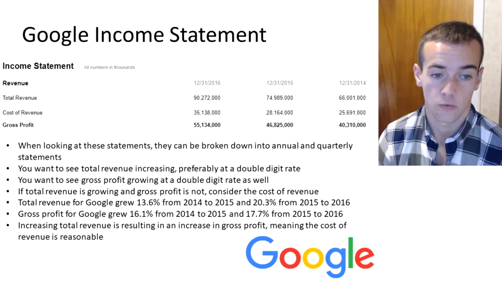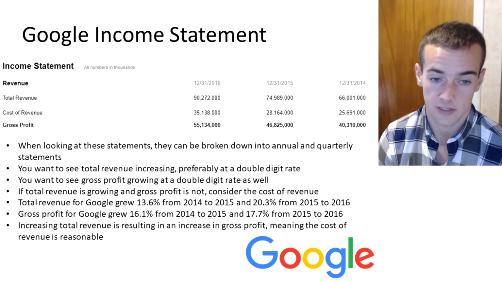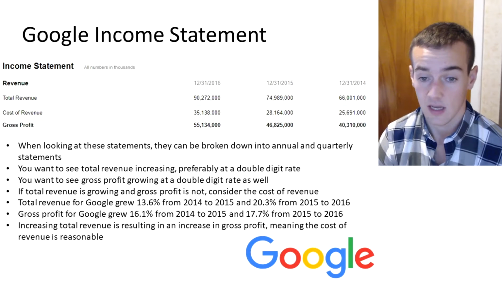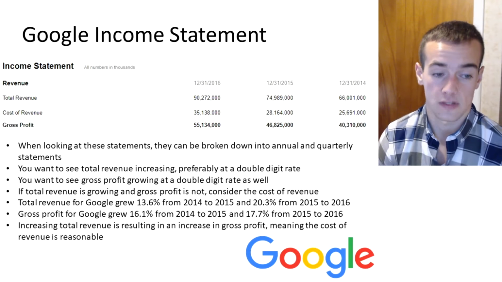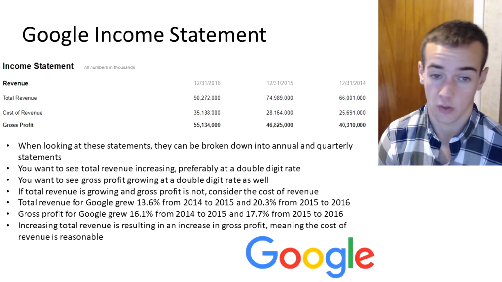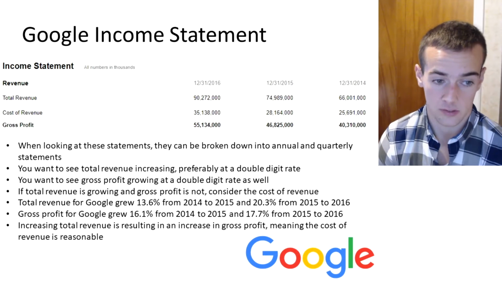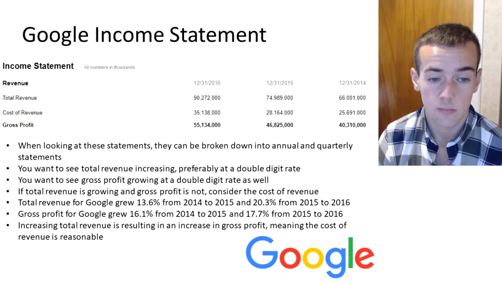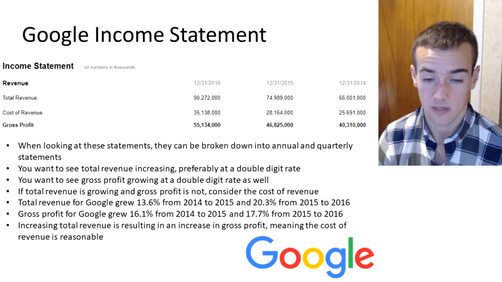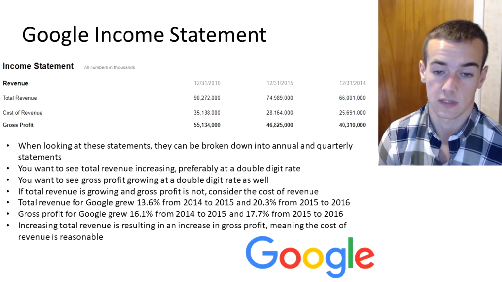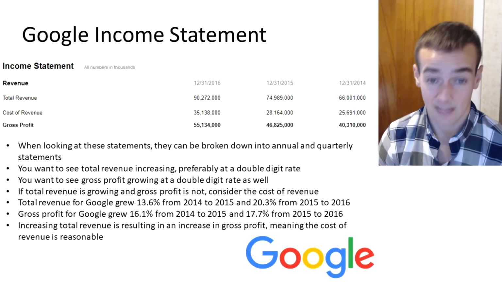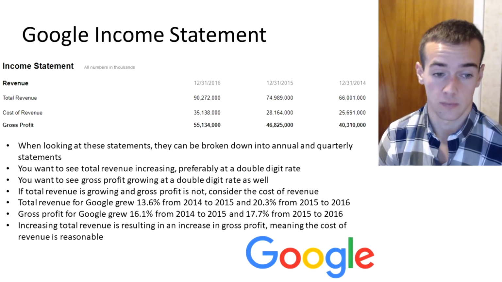So total revenue for Google grew 13.6% from 2014 to 2015, and 20.3% from 2015 to 2016. So those are great numbers. And then we'll consider gross profit. We want to make sure that the cost of revenue is not too high. So gross profit after the cost of revenue is considered grew 16.1% from 2014 to 2015, and then 17.7% from 2015 to 2016. So these are fantastic numbers. That is excellent growth to be seeing.